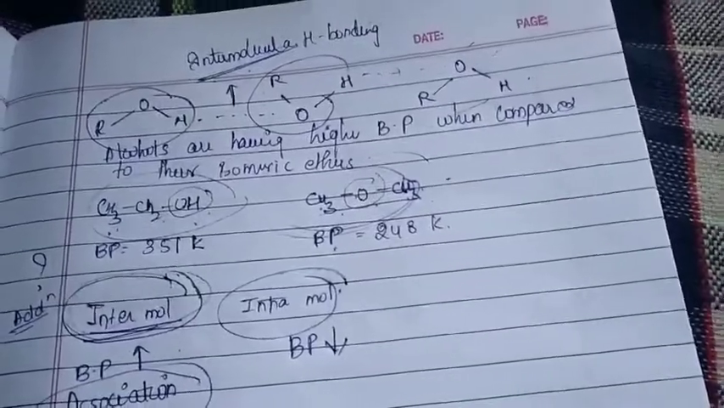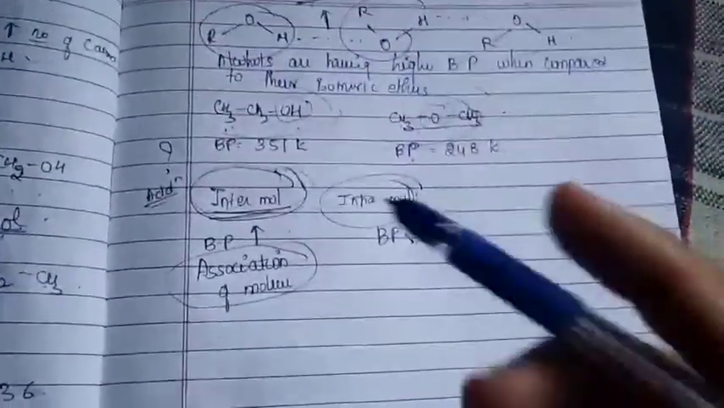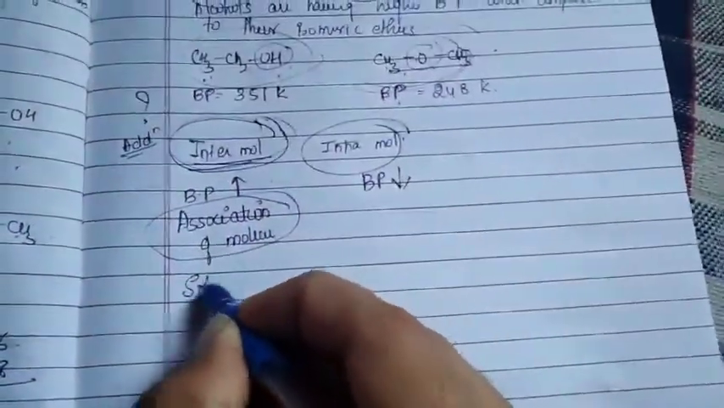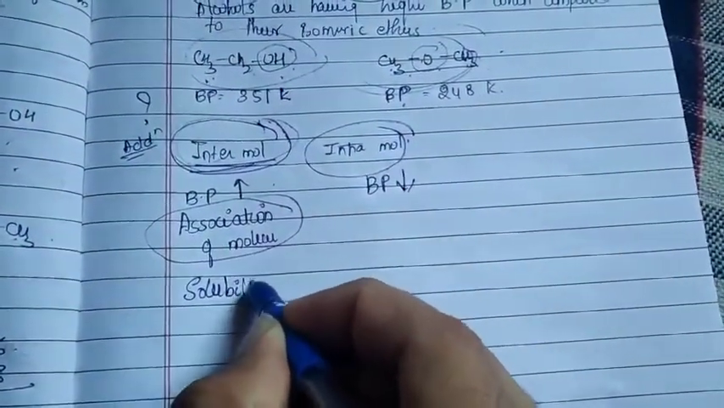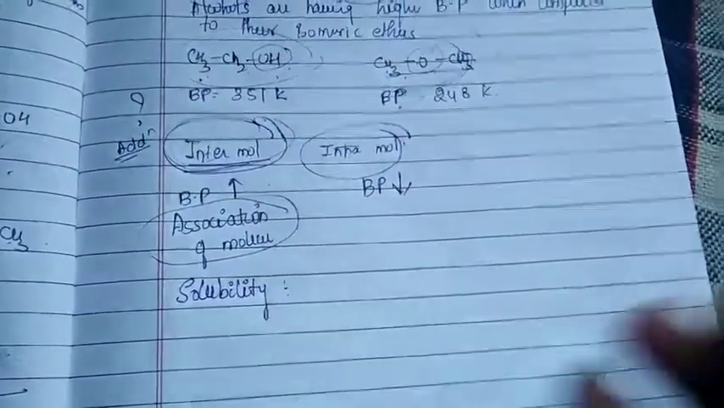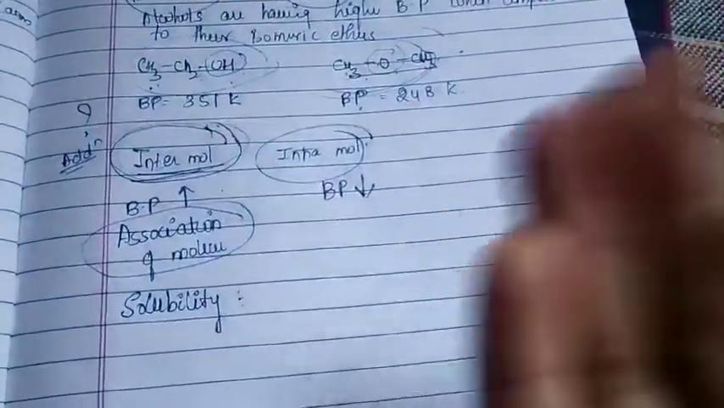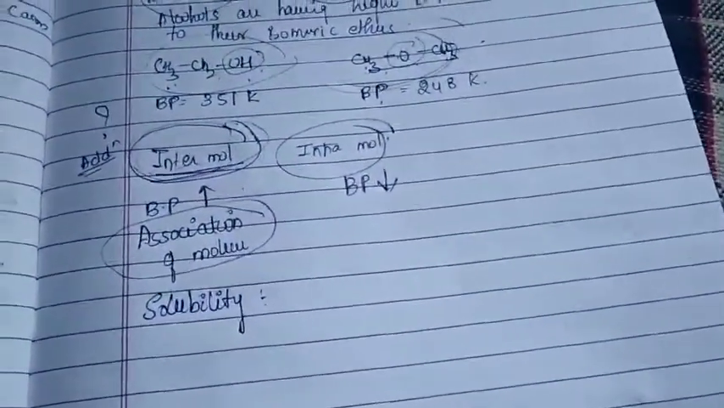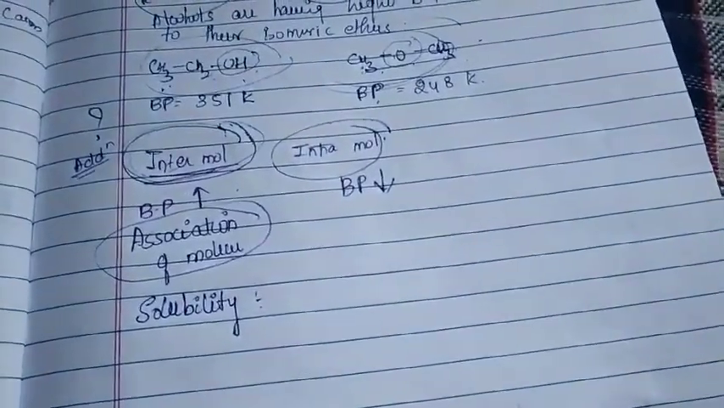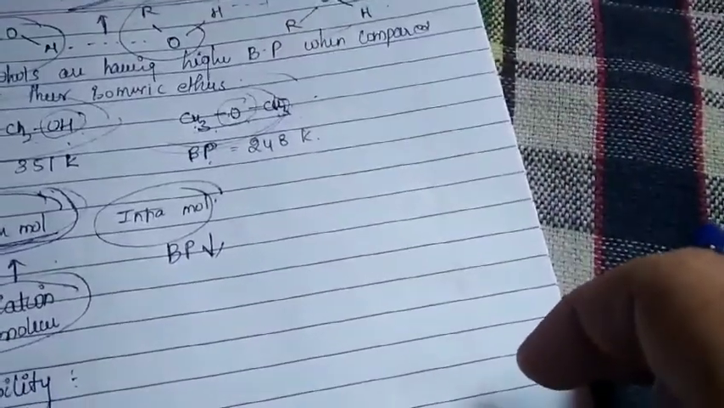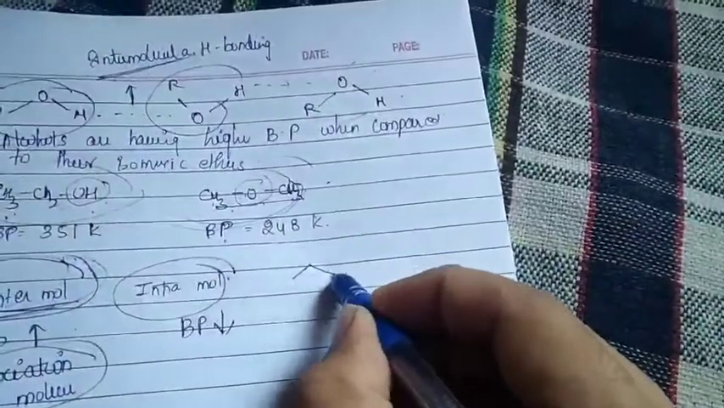Is that clear? Okay. Now coming to the next important part, our solubility. Before going to solubility, again and again we are giving aliphatic alcohols only, and not phenols. So let us take a phenol example. Let me take a phenol example in this way.